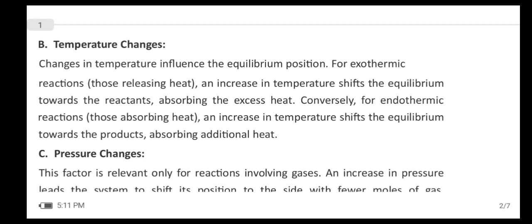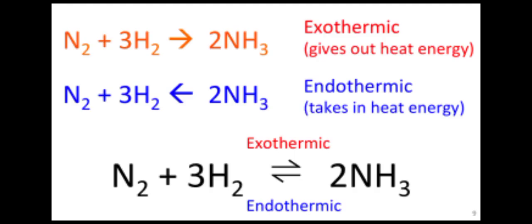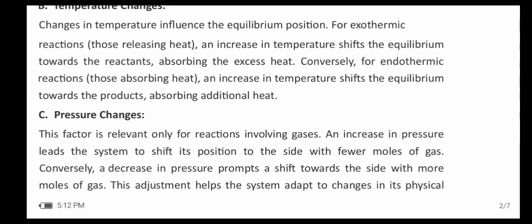We have an example here. N2 plus hydrogen gives NH3, ammonia. When we say exothermic, it gives out heat energy, so it goes to the right, which is the product. When we say endothermic, it absorbs heat, which is going to the left. That's the effect of temperature changes. In addition, this exists because the equilibrium needs to balance out, so the temperature helps to balance it. Lastly, we have the pressure changes.